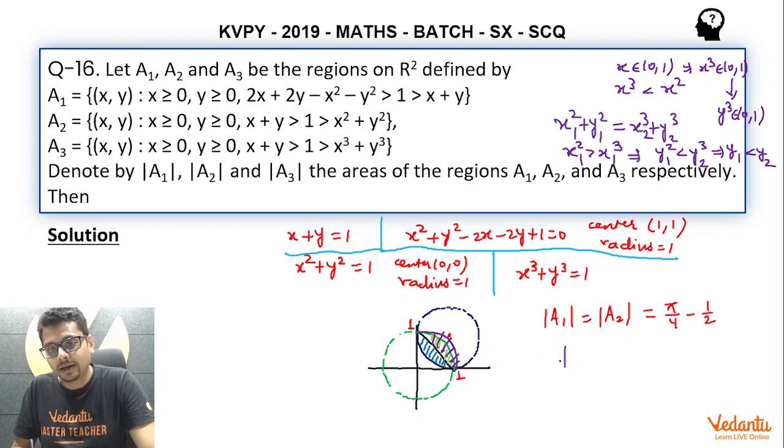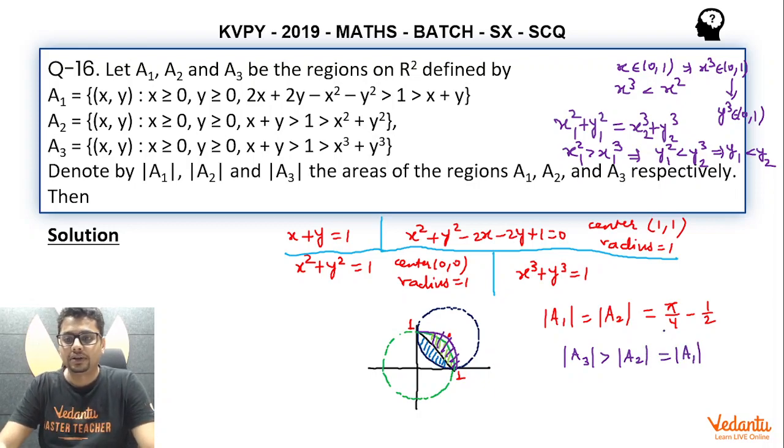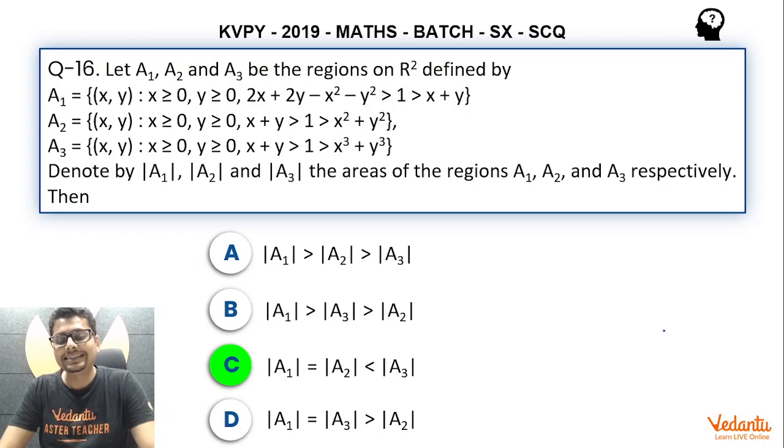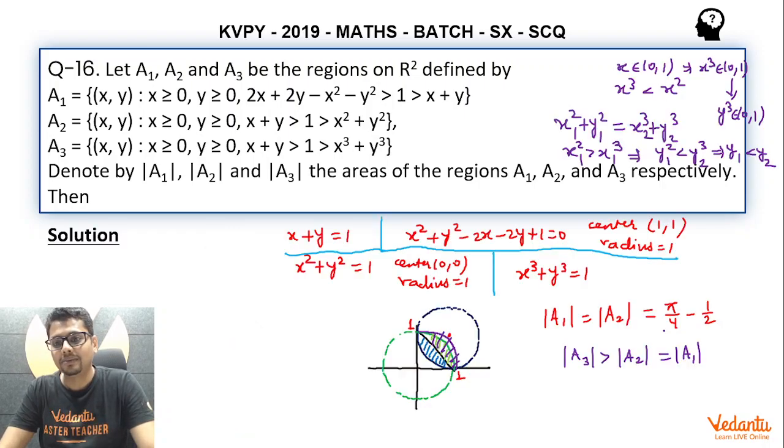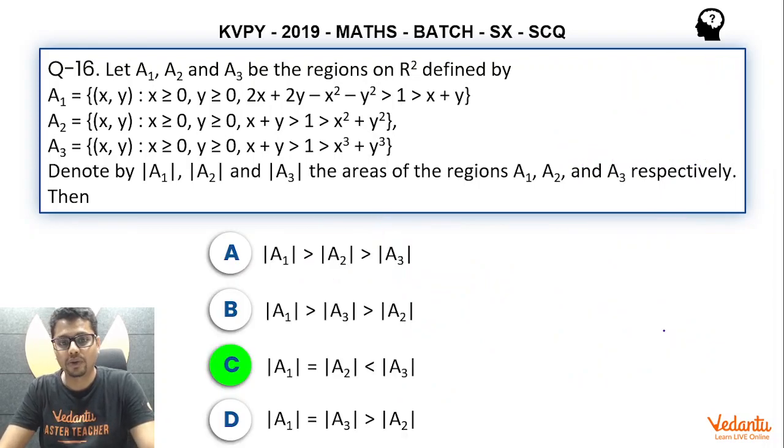So here, clearly mod A3 is greater than mod A2. And mod A2, as you have already seen, is equal to mod A1. So that means C is the correct answer. Mod A3 greater than mod A2, which in turn, mod A2 is equal to mod A1. C is the correct answer.